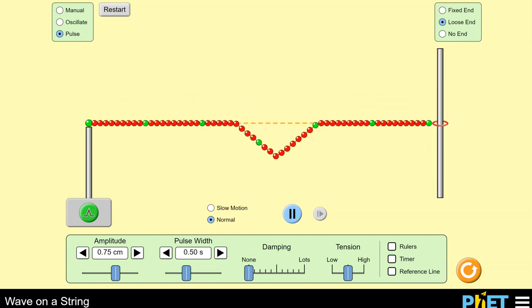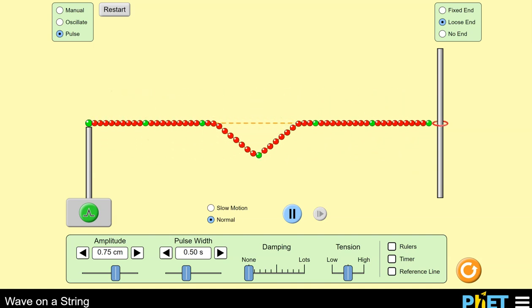I'm going to change this to a loose end, meaning it's not fixed. So that ring now at the right end is free to slide up and down that rod. When we have a loose end, the reflection is not inverted. So here the beads are up, they reflect back up. They are being inverted on the left end though, because that is a fixed end.